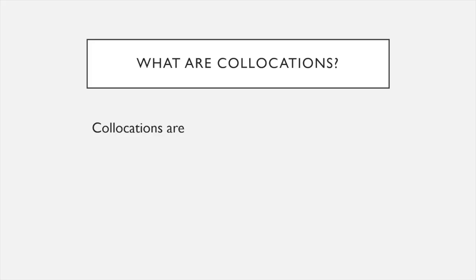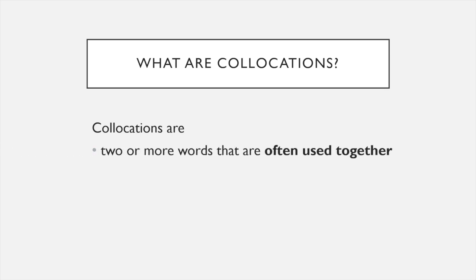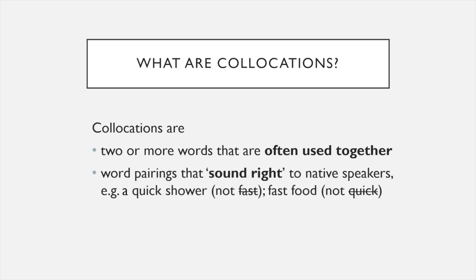So first of all, what are collocations? Well, a collocation is a pair or group of words that are often used together. There are no rules on how these collocations are formed. They simply sound right to a native speaker.